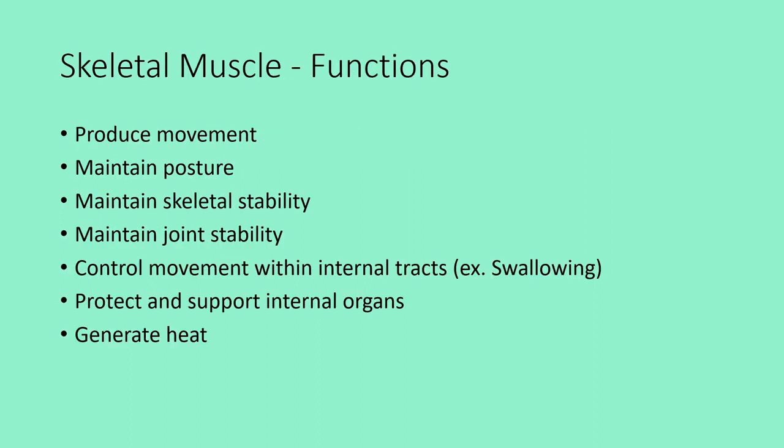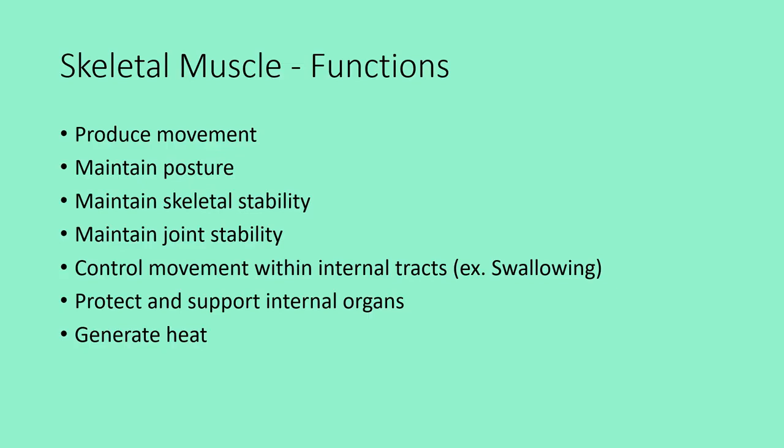This chapter is going to focus mostly on skeletal muscle, so we're going to look at that first, and then later we will look at cardiac and smooth muscle. So some of the functions of skeletal muscles, it helps to provide movement. The muscles typically are attached to the skeleton, and so when the muscle contracts, it's going to move those bones, and you see it as movement. It helps to maintain your posture. It helps to maintain that skeletal stability.